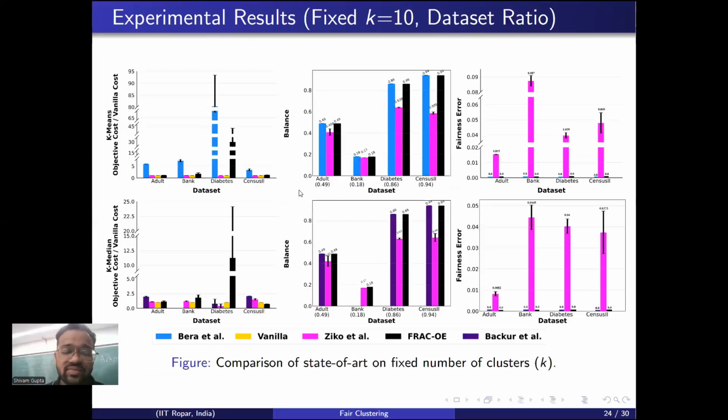So next, coming to the experimental section. Here primarily we show that our algorithm is able to achieve state-of-the-art performance. So yeah, we can see clearly from the comparison that our algorithm, which is black in color, is able to achieve quite a lower objective cost, and it is able to maintain the stricter balance. At the same time, the fairness error is almost negligible, near 0.